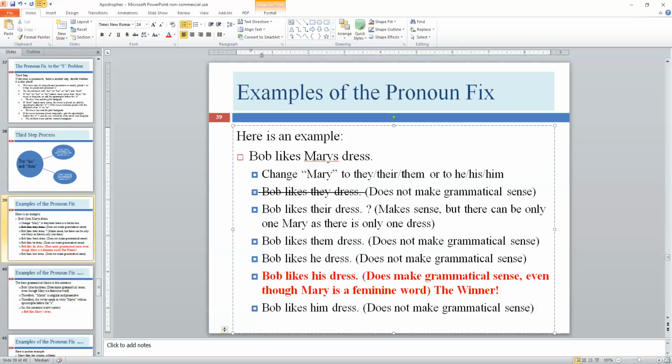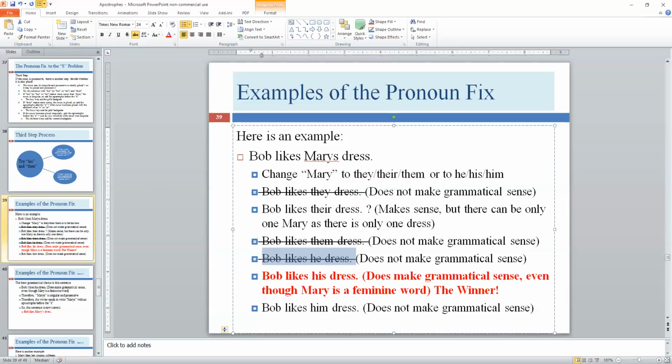Let's look at the next one. So now we're up to the word them. Bob likes them dress. Again, we can hear immediately that is not correct. We're up to the he now. Bob likes he dress. Not going to work for us, doesn't sound right. Bob likes his dress. Well, that does sound good.